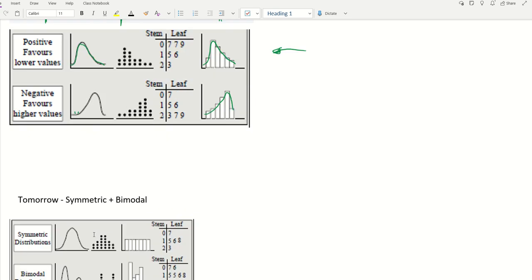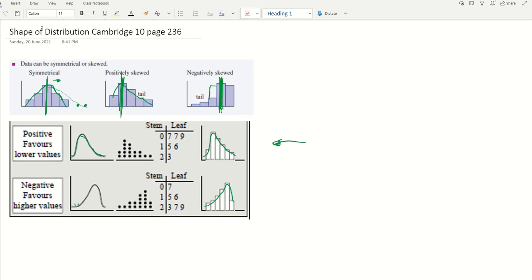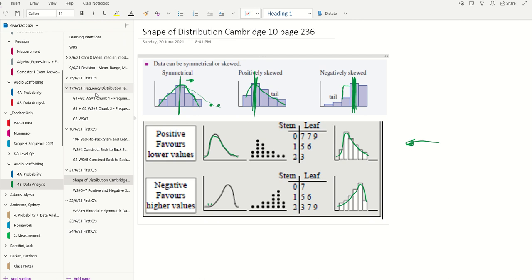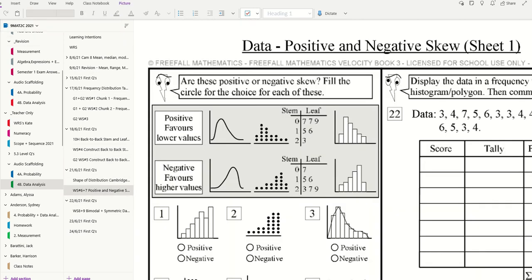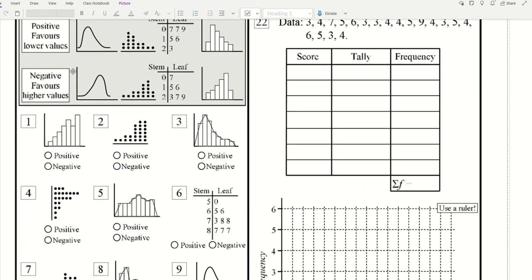Now, that is it for tomorrow's sheet. You're going to look at symmetrical and bimodal. So tomorrow, you're going to have this symmetrical type stuff, and you're going to look at it. Today, they're all going to be positively or negatively skewed, and you're just going to identify them. Okay, so having a look at our sheet, what you need to do is colour in whether it's positively or negatively skewed. So this first one is like that.